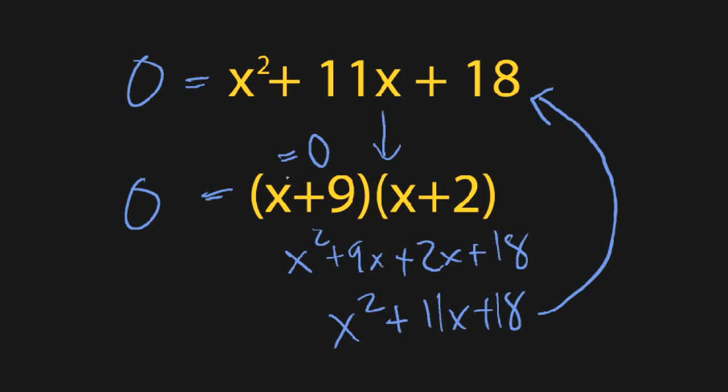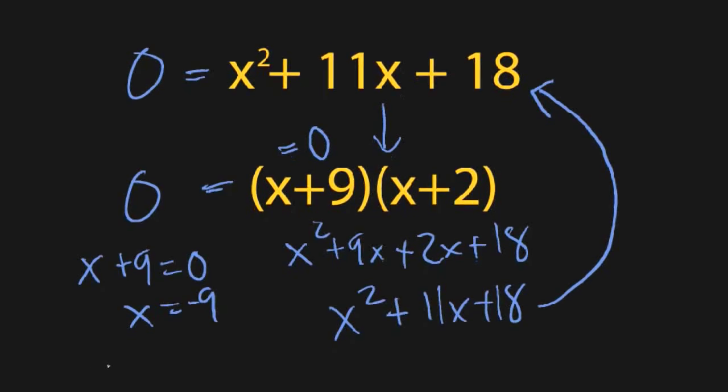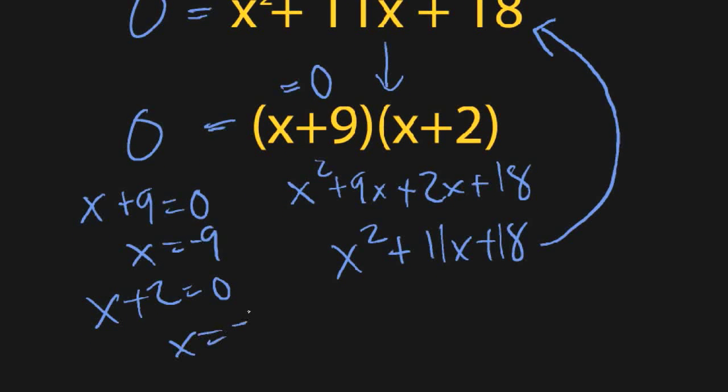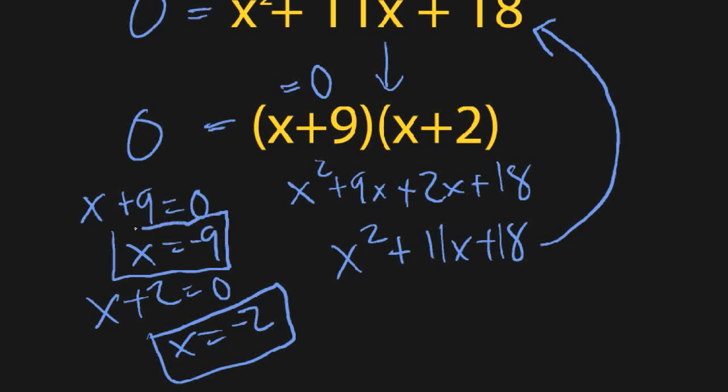because you'll have 0 times something, which is 0. So to find the solutions to this quadratic equation, I just have to solve the easy equations, x plus 9 equals 0, which gives me x equals negative 9, and then x plus 2 equals 0, which gives me x equals negative 2. So those are the two solutions to the quadratic equation. So in factored form, it's really easy to find the solutions.